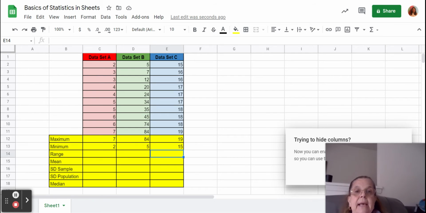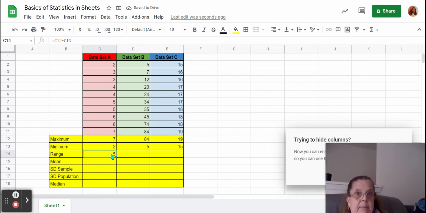Range is the difference from the highest to the lowest value. So to get the range, I'm going to hit equal, and now I'm going to click in the boxes themselves. This one with the 7 minus this box with the 2, hit enter.